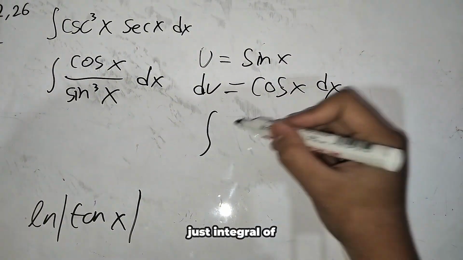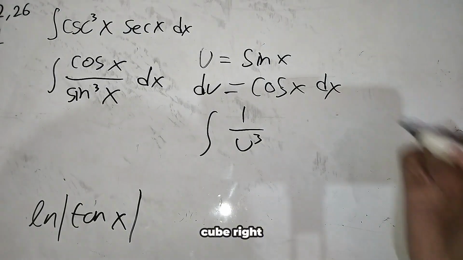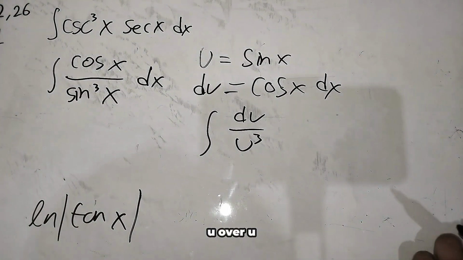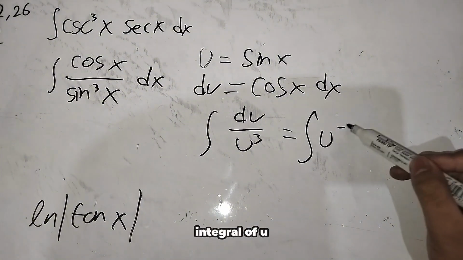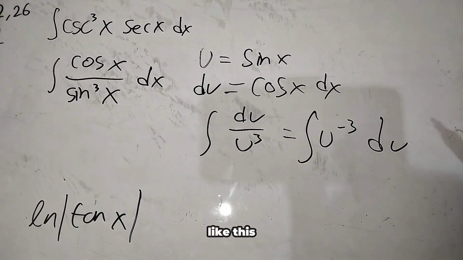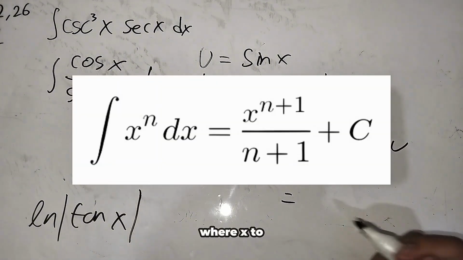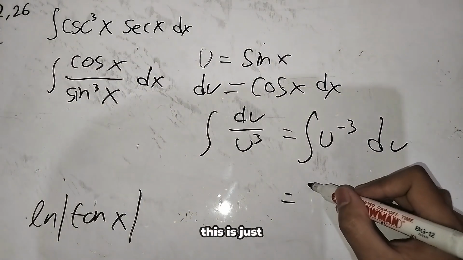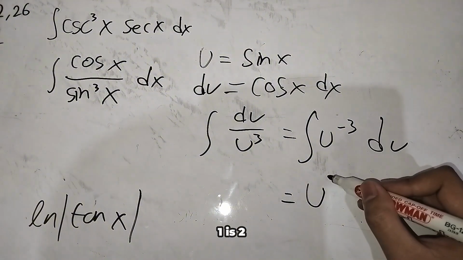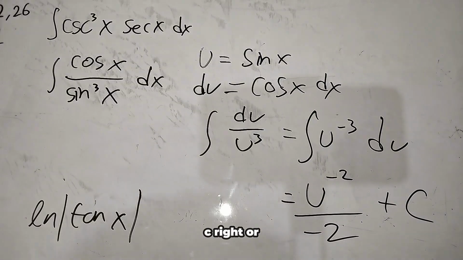So this is just the integral of 1 over u cubed du. And what's this? That's just the integral of u to the negative 3 du. Then this is just the power rule, where x to the power of n integrates to x to the n plus 1 over n plus 1. So this is u to the n plus 1, which is negative 2, over negative 2, plus c, the constant of integration.